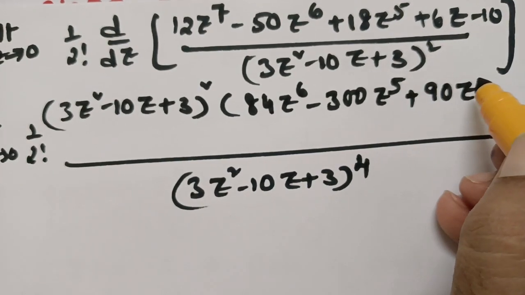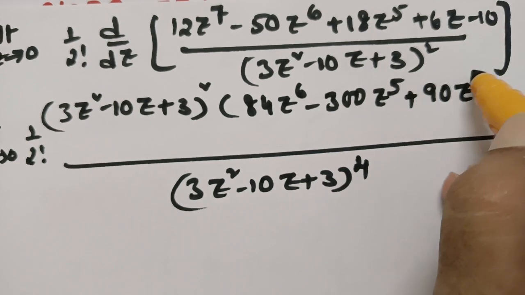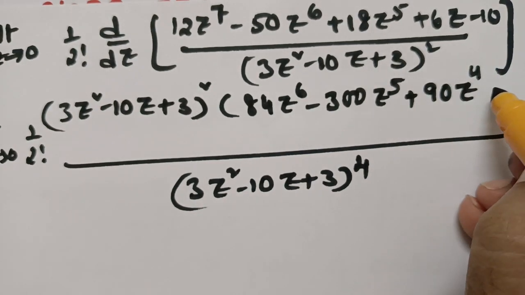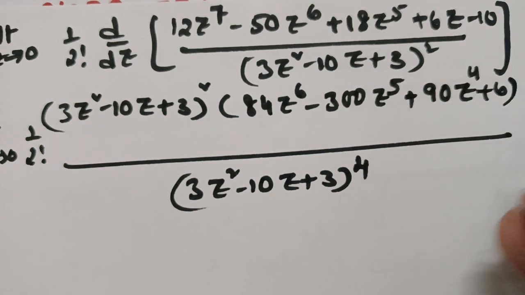That is n into x power n minus 1. So this will be power 4 and this value is 6. For the constant, the derivative is 0.